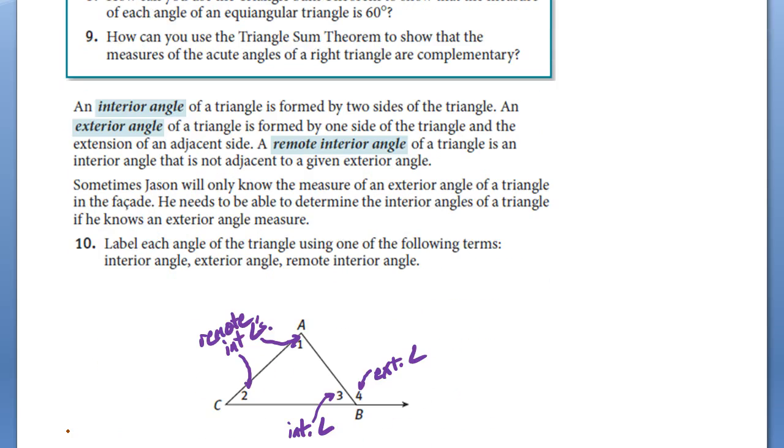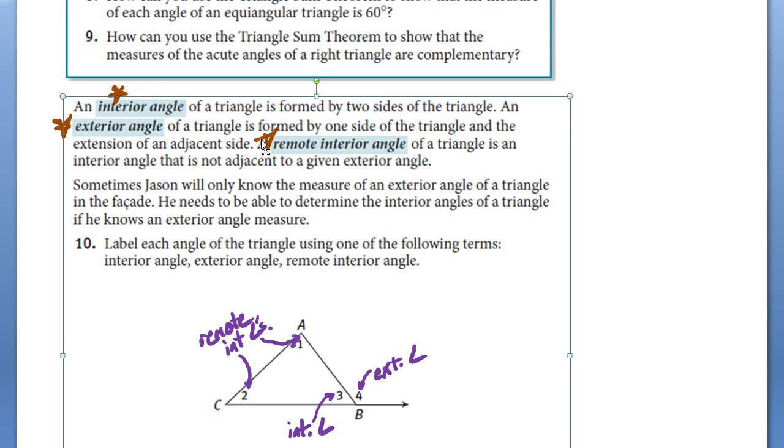Next, an interior angle of a triangle is formed by two sides of the triangle. An exterior angle of a triangle is formed by one side of the triangle and the extension of an adjacent side. A remote interior angle of a triangle is an interior angle that is not adjacent to a given exterior angle. So we have these vocabulary words. Sometimes Jason will only know the measure of the exterior angle of a triangle in the facade. He needs to be able to determine the interior angles of a triangle if he knows that exterior angle measure.